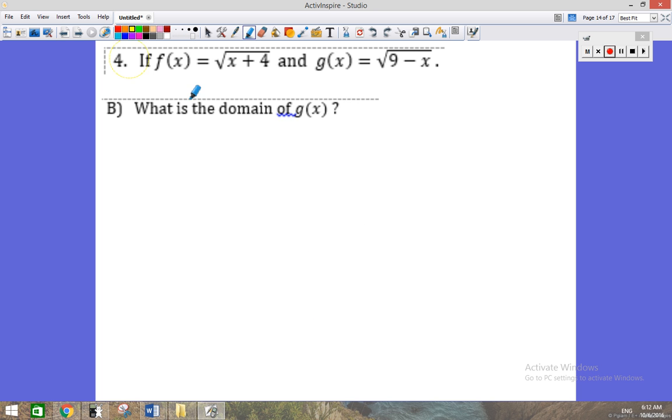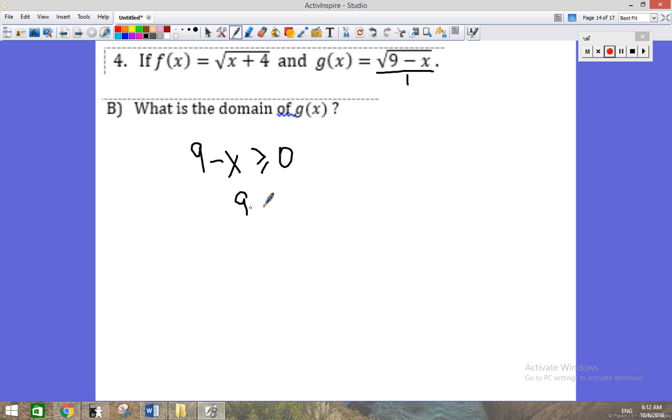Let's move on to part B, finding the domain of g. Well, it's the same considerations. The domain is a set of all real numbers, excluding any values that cause division by 0, excluding any values that cause us to take the square root or even root of a negative number. We don't have any variables in a denominator, so we don't have to worry about division by 0. We do have a variable underneath the square root. So this number 9 minus x has to be non-negative. It has to be 0 or positive.